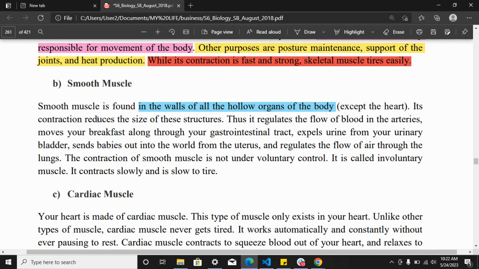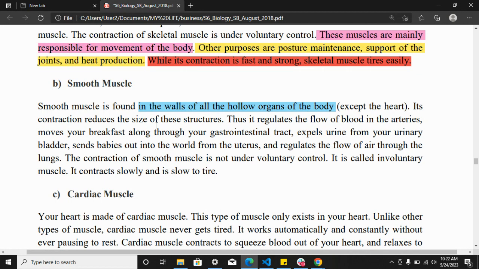So its contraction reduces the size of these structures. When smooth muscle contracts, the structure becomes smaller. When it relaxes, of course, the structure becomes bigger. So their function is that they regulate the flow of blood in the arteries, that is, the way blood moves in the arteries.